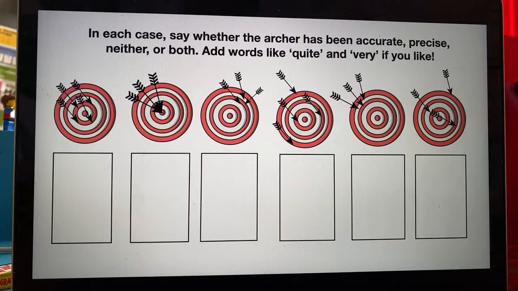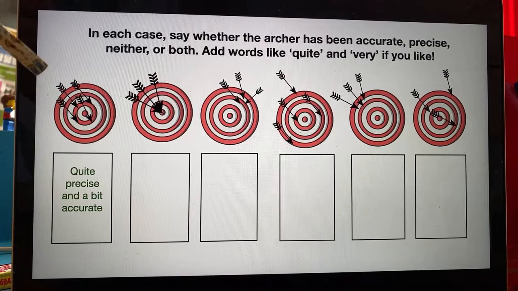So go through a couple of them. So this first target, well, they're all the same distance away from the target, aren't they? I know they're in different places. I think I'd probably put the hard one at the start because they're not very accurate, are they? They're not very accurate because none of them are hitting the bullseye. But I think they're quite precise because they're all the same distance away. They're just in different places, if you know what I mean. So I've put quite precise and a bit accurate, not very accurate.